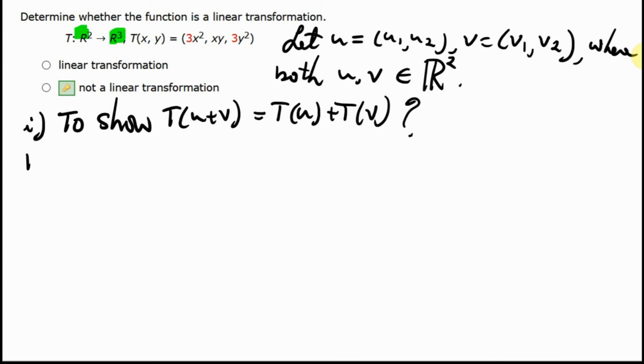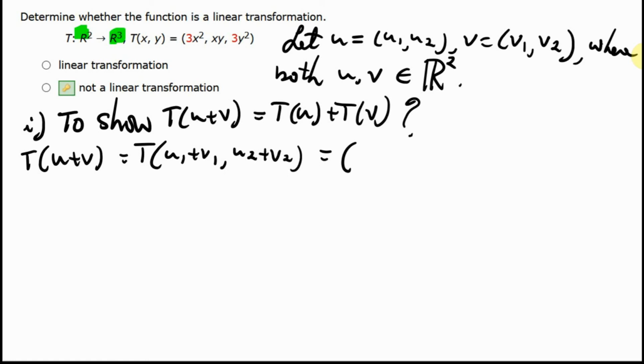So let's look at this left side, T of u plus v. I'm going to add u plus v, so it gives me (u sub 1 plus v sub 1, u sub 2 plus v sub 2). That's equal to, based on this order scheme, 3 times the first component squared. So that's 3 times (u sub 1 plus v sub 1) squared, comma. Then the next one is the first times the second component.